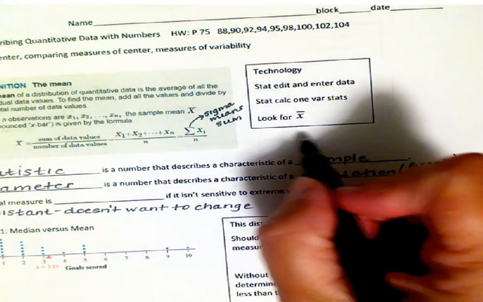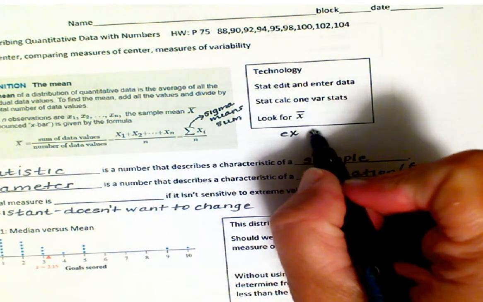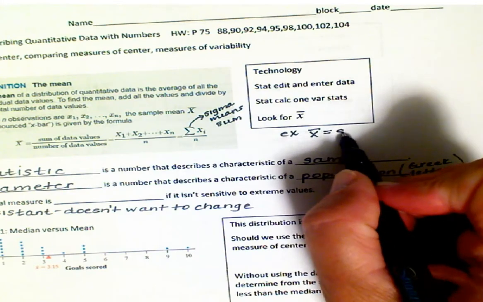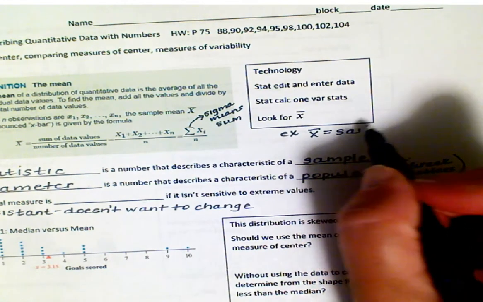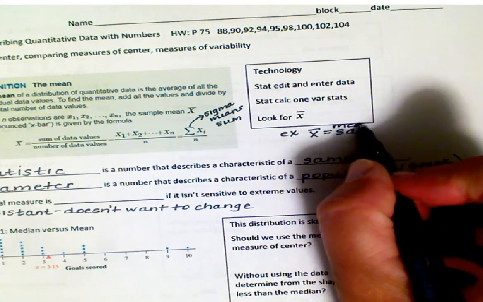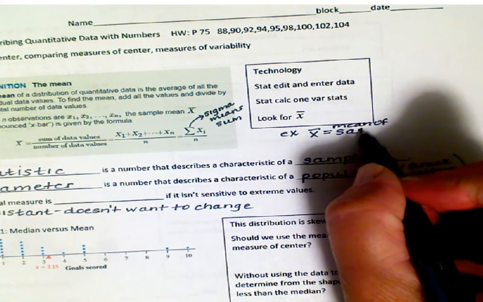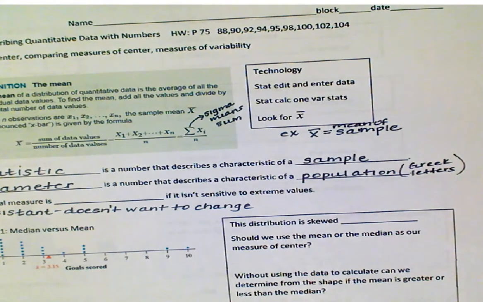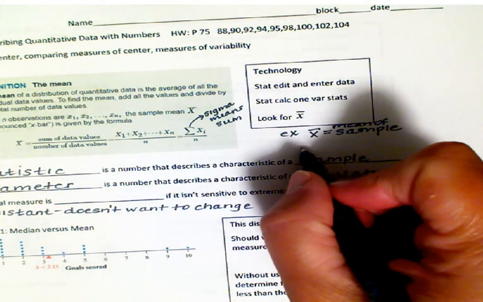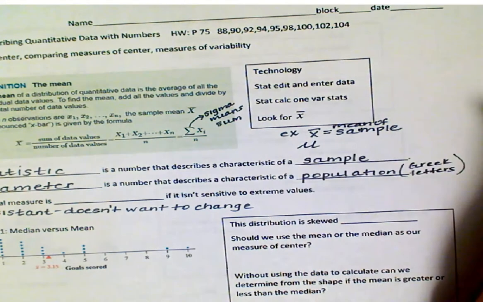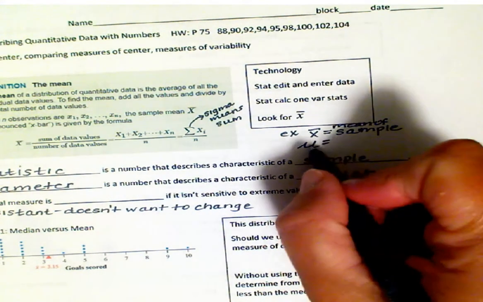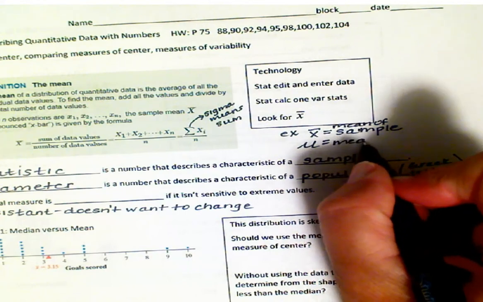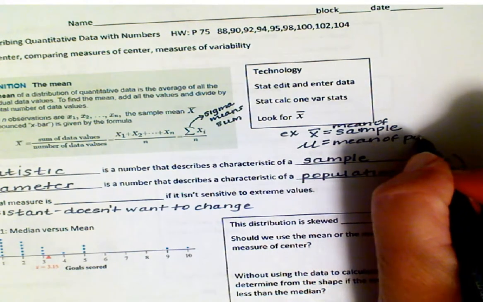So here's our example. We talked about what X bar is: the mean of a sample. Most of the time when you have data, it's not the true population, it's a sample. So this is mu, a Greek letter, and that's going to be the mean of the population.